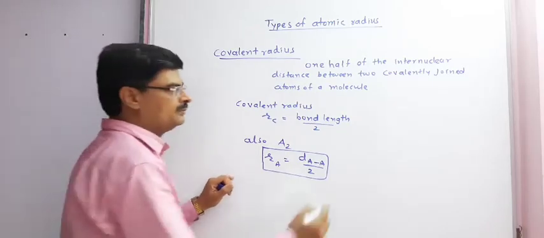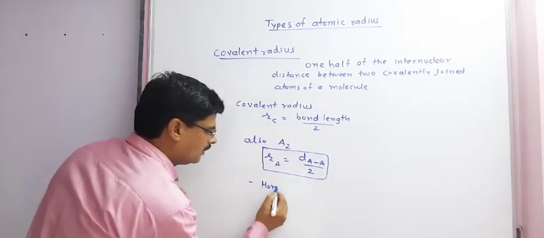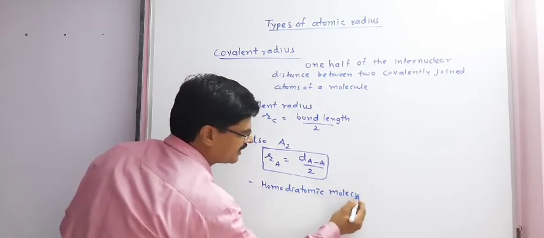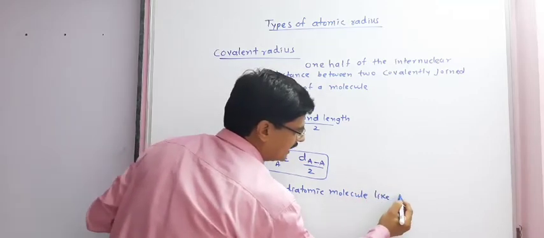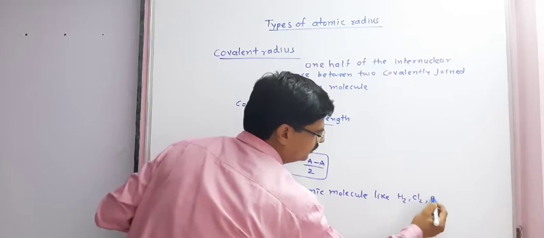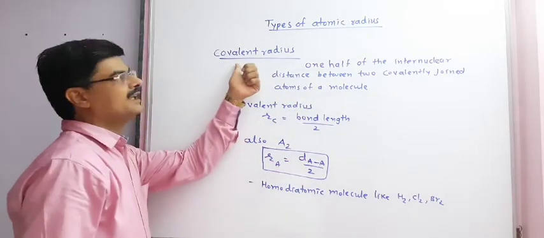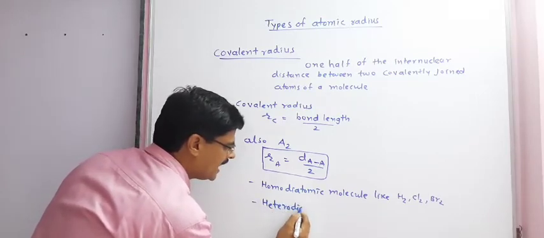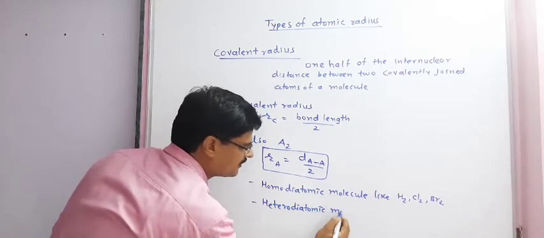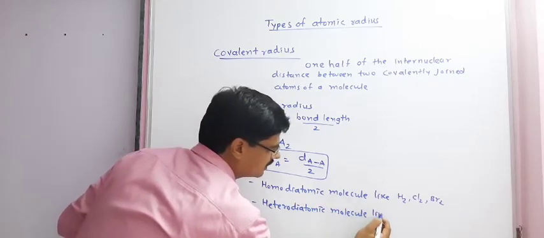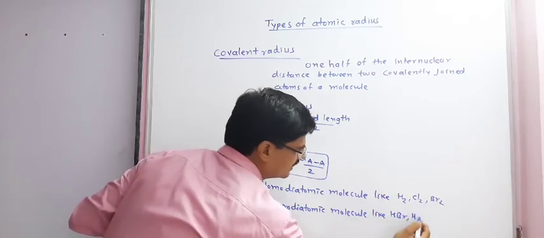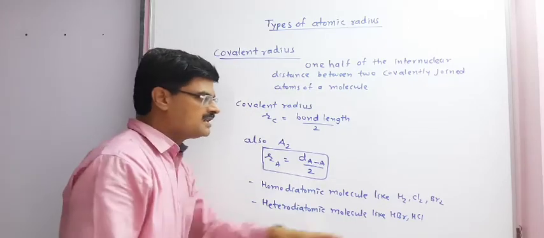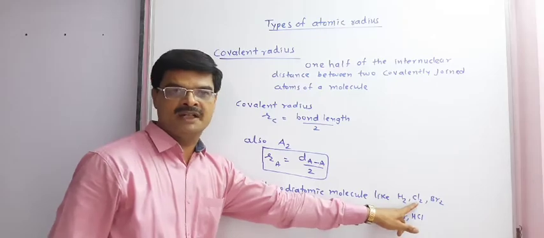Now taking example of homodiatomic molecules like H2, Cl2, Br2, etc., we can understand covalent radius, as well as for heterodiatomic molecules like HBr, HCl, etc. We will understand covalent radius for hydrogen and chlorine both.